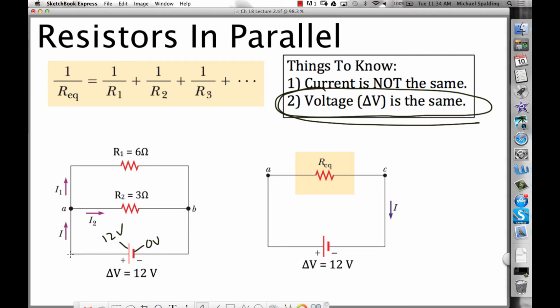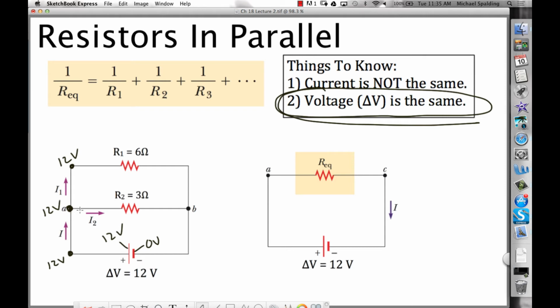Okay, so how many volts do we have right here? 12. How many volts do we have right here? 12. How many volts up here? 12. The only time you're going to change your volts is when you cross a battery or a resistor.